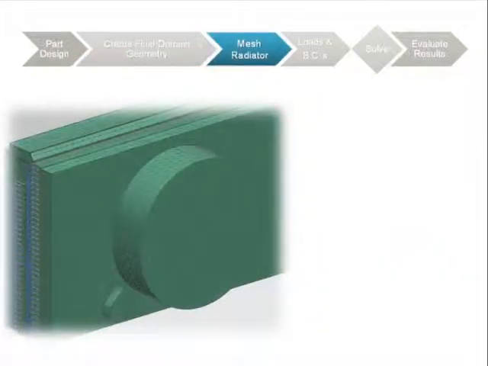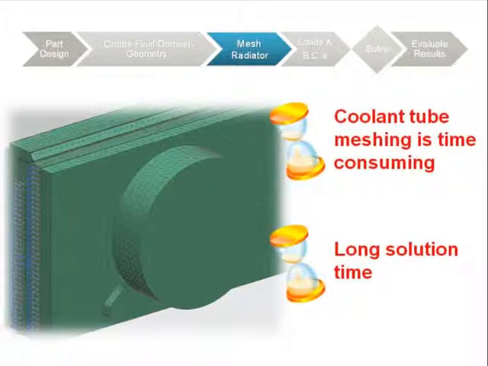Another challenge engineers have is with creating a mesh to represent the coolant tubes in the radiator. With typical CFD tools, analysts model the coolant tubes by manually building a hexahedral FE mesh for each tube. This process is extremely tedious and time-consuming since there can be as many as 50 tubes or more in a radiator. This method also creates a large number of elements, which leads to longer simulation times.